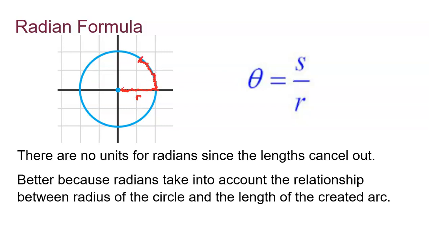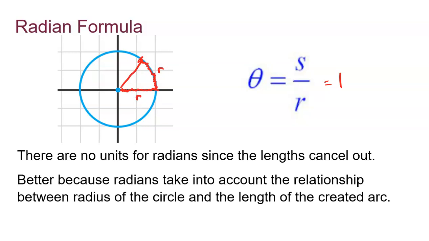So when my arc length is equal to my radius, when the arc length S and the radius R are equal, whether it be 5 and 5, 10 and 10, 13 skittles and 13 skittles, 50 feet and 50 feet, or 10 inches and 10 inches, I'm going to get 1. So 1 radian occurs when the arc length is equal to the radius.